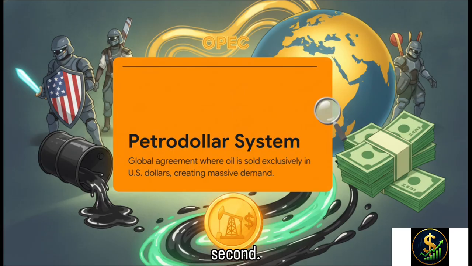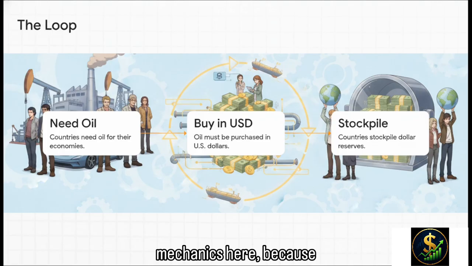Think about that for a second. The greenback went from being backed by gold to being backed by the world's most essential commodity, black gold. Let's examine the mechanics here, because this 3-step process is honestly a stroke of genius. Step 1. Every single country on Earth needs oil to run their cars, their factories, their airplanes, right? Step 2. Because of that Saudi agreement, they absolutely must buy that oil using US dollars.